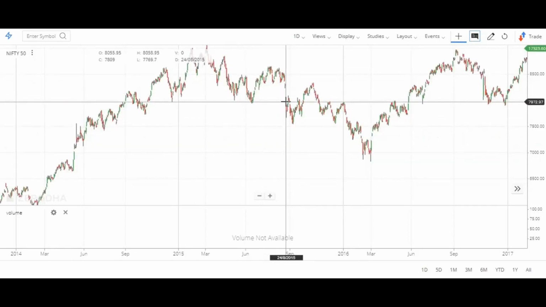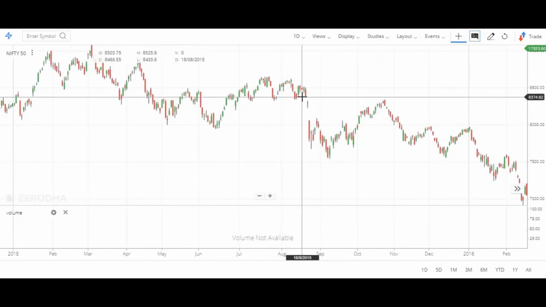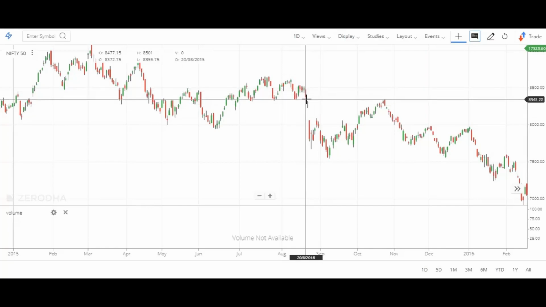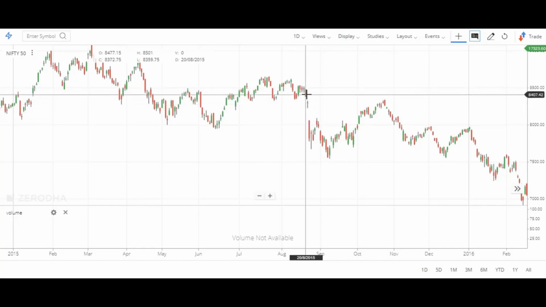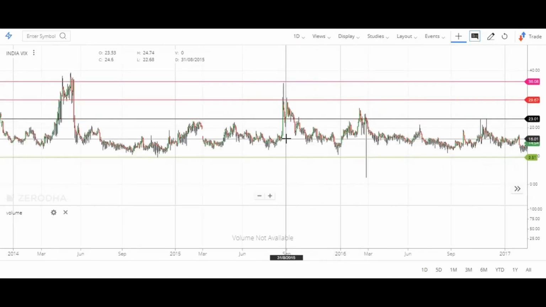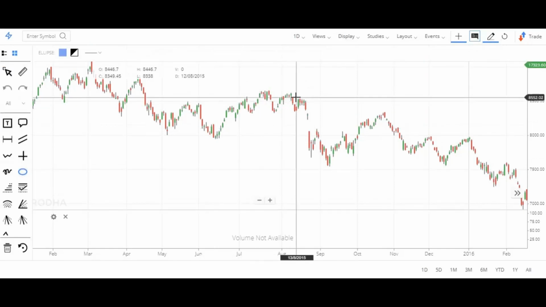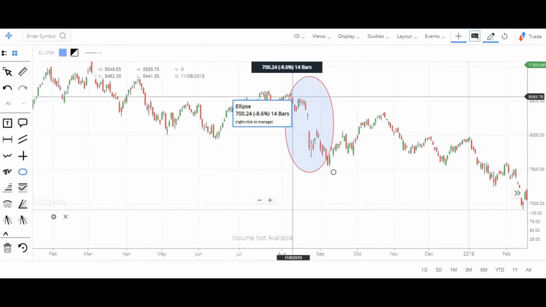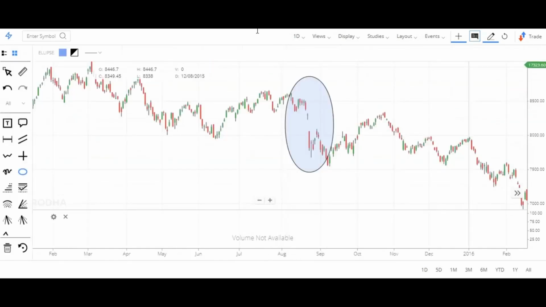So as you can see here, the moment VIX started to rise, our Nifty started to show a downfall. This is exactly 20 August 2015. This is the day when VIX started to rise, and that is the exact day when Nifty started to fall. And as soon as VIX started to rise more, what happened? Nifty started to fall more. So this is the part where you want to focus. See this, where VIX showed an up move and Nifty showed a down move.